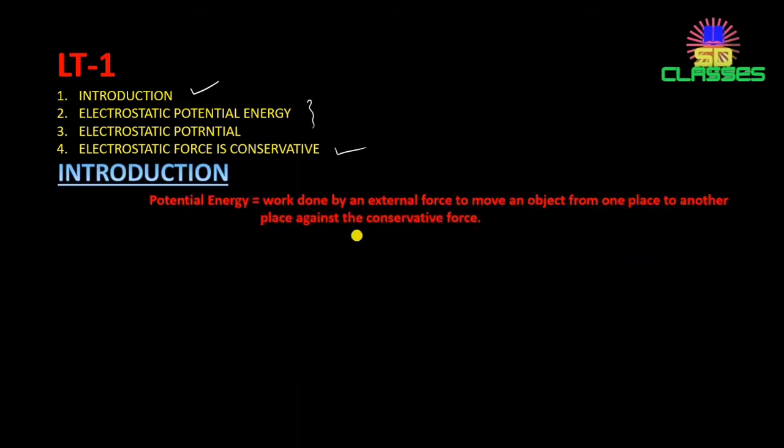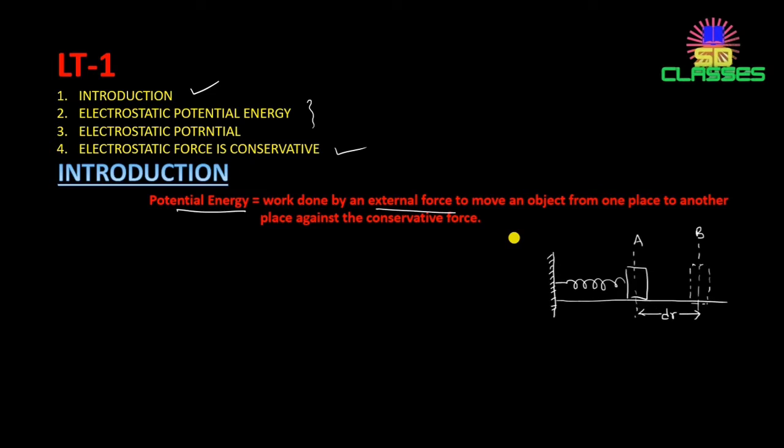In class 11th we have learned that potential energy is equal to the work done by an external force to move an object from one place to another place against the conservative force. Let me remind you by this diagram. You can see the box A is attached to a spring here, right? So if you apply an external force to the box A, then it can be moved from point A to point B. So dr is the displacement due to the external force applied to the box, and the external force is against the spring force that is due to the spring.